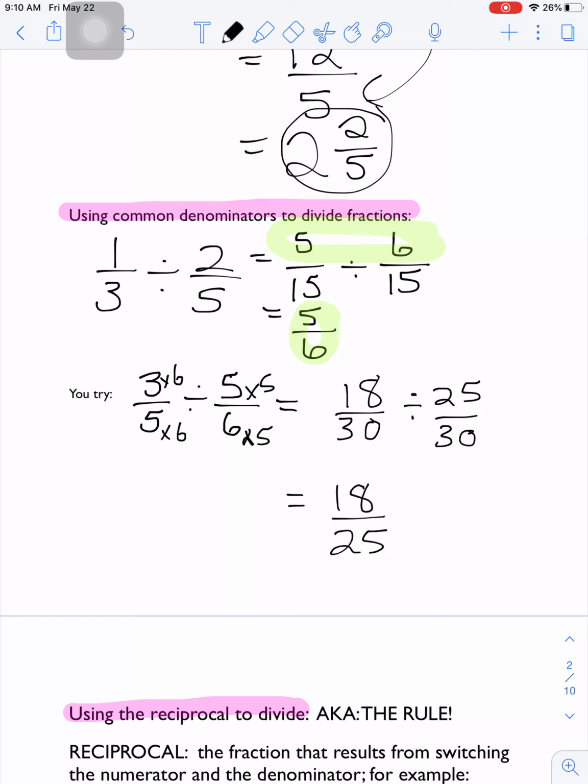So that's less than one whole. And let's just make sure we have it in lowest terms. 25 only goes into 5, but 18 does not go into 5. So that is in lowest terms. So that's our final answer.